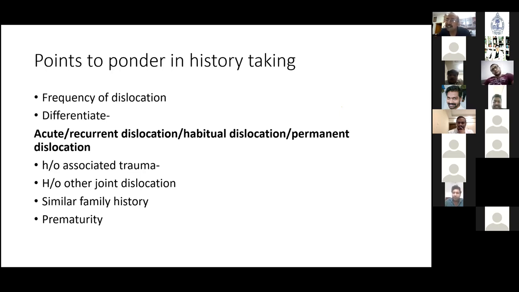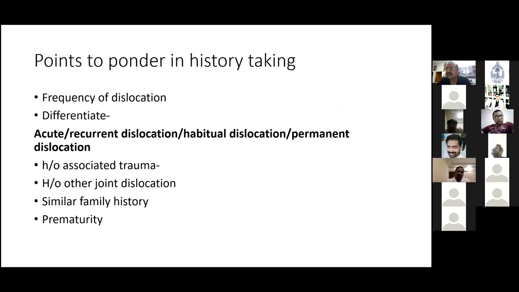In any dislocation, whether it is a shoulder dislocation or a patellar dislocation, you always ask about the first dislocation. You don't ask about the third and the fourth dislocations. You always ask for the history of how it has happened. Why? The velocity of trauma.